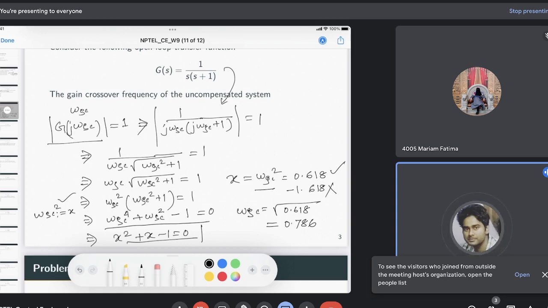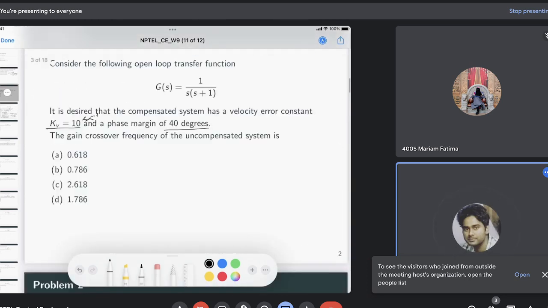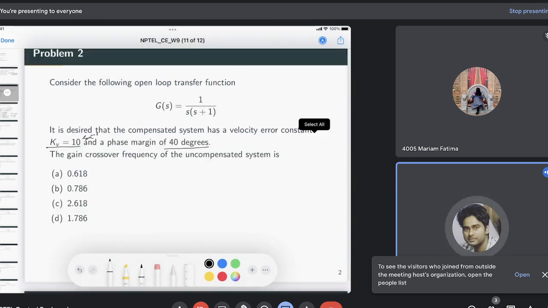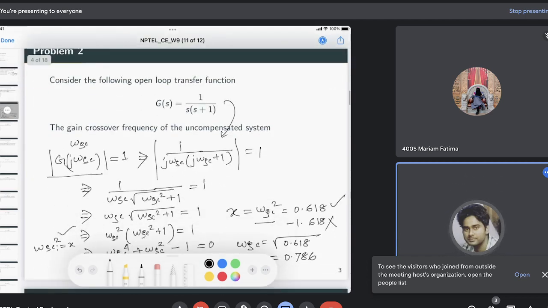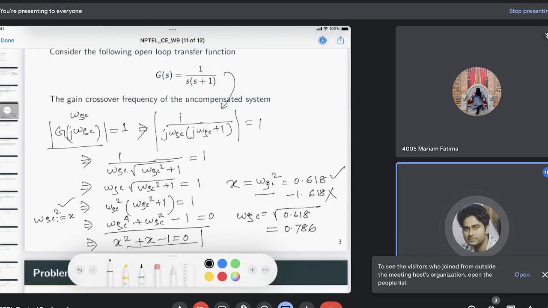Okay, so we are asked that this open loop transfer function is given, so we first have to find the gain crossover frequency of the uncompensated system. So what we do is equate the magnitude of this uncompensated system to 1, because this is the definition of the gain crossover frequency, that is where its magnitude should be 1, or in decibels, that is 20 log magnitude, it will be 0 dB, right? So we just equate it and we solve it.